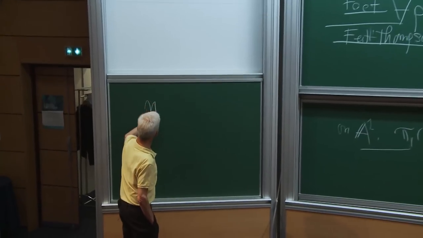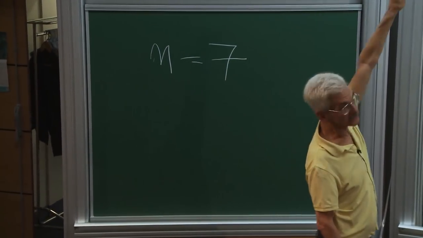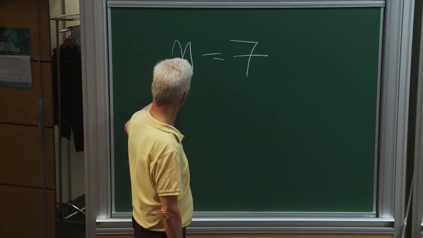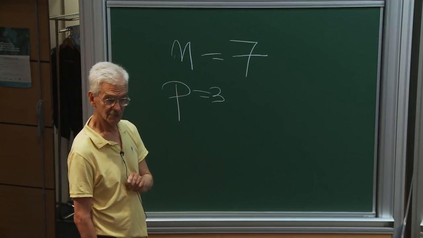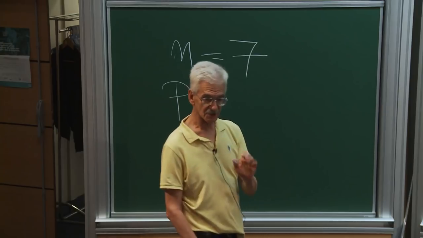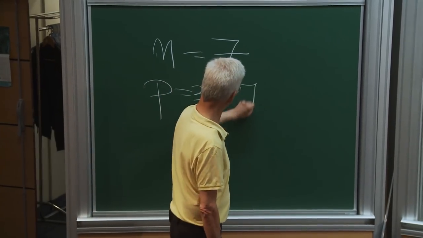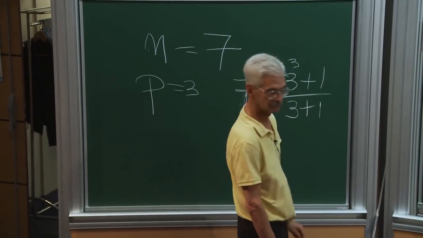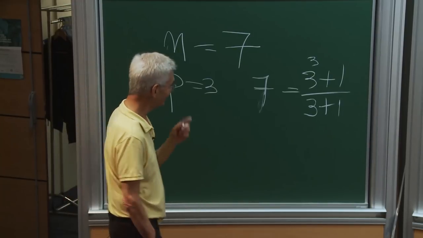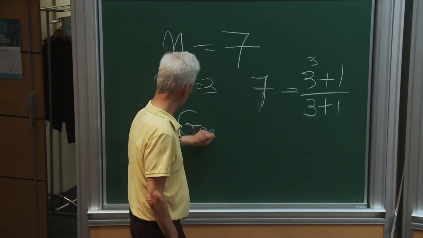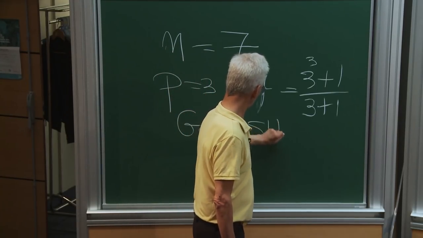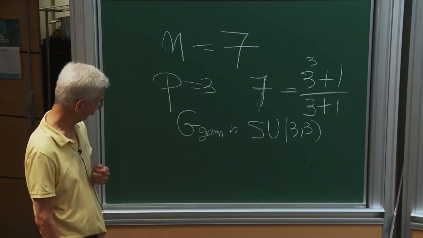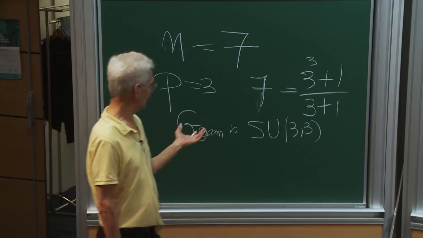Right. So let's take this n to be 7, so to speak, the G2 case. And let's try p equals 3. Now, for reasons which I'll explain in the course of the talk, we're going to use the following identity. 7 is (3 cubed plus 1) divided by (3 plus 1). And this is going to tell us, as we'll see, that G geometric is in fact SL3(3)? My memory is that G arithmetic could require a quadratic extension to become equal to this.